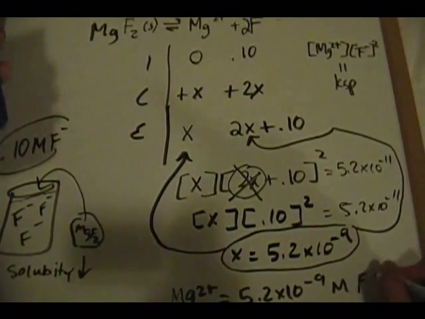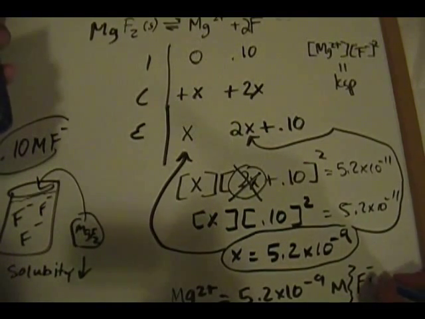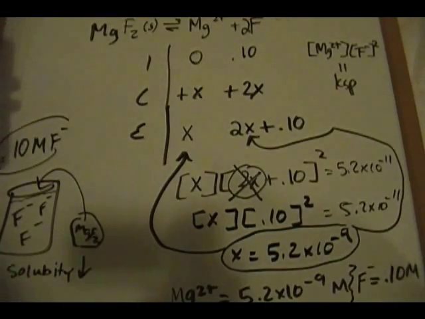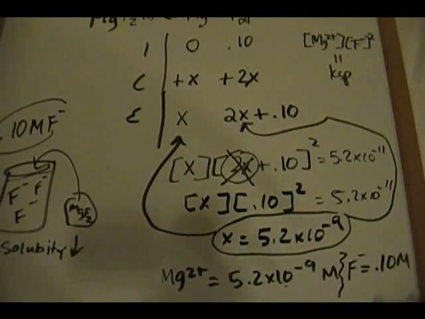So fluorine concentration, let's put a division here so we know which is which, is 0.10 molar. So there you go, fluorine is 0.10, magnesium is 5.2 times 10 to the negative 9. So let's address the question now about the solubility.